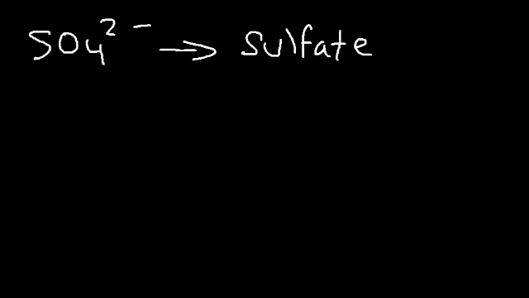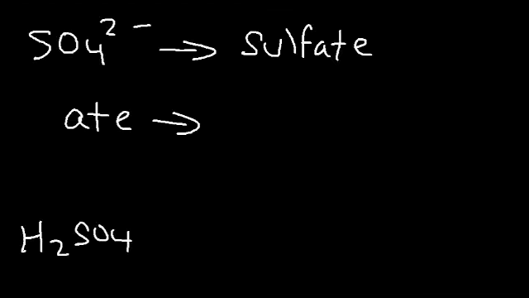Now what about SO4 2-? We know this is called sulfate. So the acid is going to have the formula H2SO4. And if we have the suffix ate, we know we have to replace it with the suffix ic. So H2SO4 is called sulfuric acid.